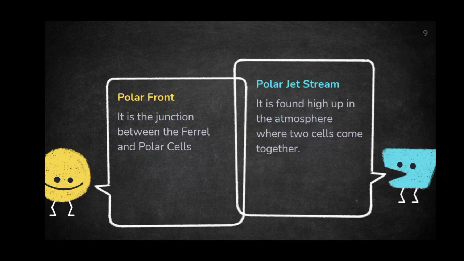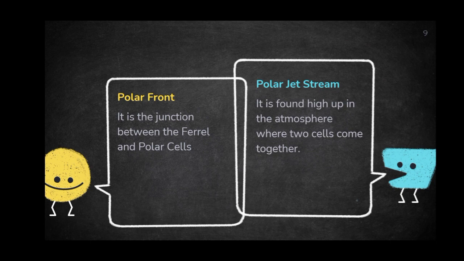Now let's proceed to the polar front and jet streams. The polar front is the junction between the Ferrel and polar cells. At this low pressure zone, relatively warm, moist air of the Ferrel cell runs into relatively cold and dry air of the polar cell. The weather where these two meet is extremely variable, typical of much of North America and Europe.